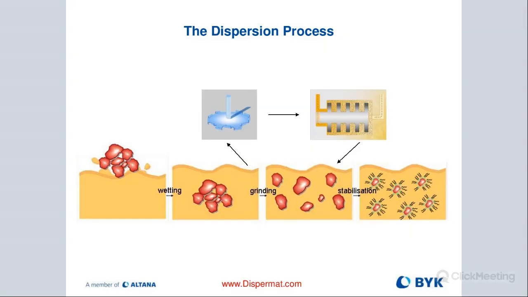So here is also a good slide just showing you the entire dispersion process. We start out with the blade. That's where we wet our particles and break up these larger agglomerates. And then when we want to go to the fine particle size, we need to do the milling. In this case, you see a horizontal rotor. There are other milling options. And then basically that allows us to break down the particles really fine. Even nano range is not a problem. And then we want to stabilize it.